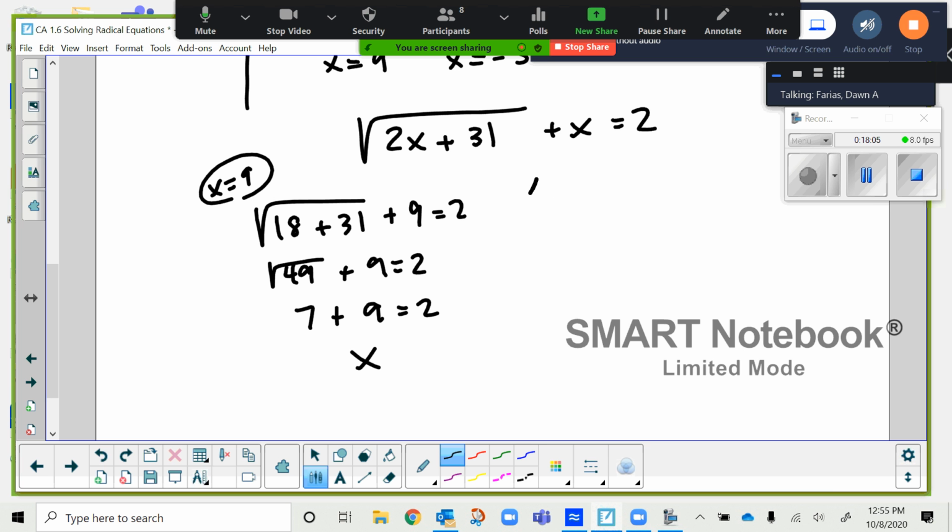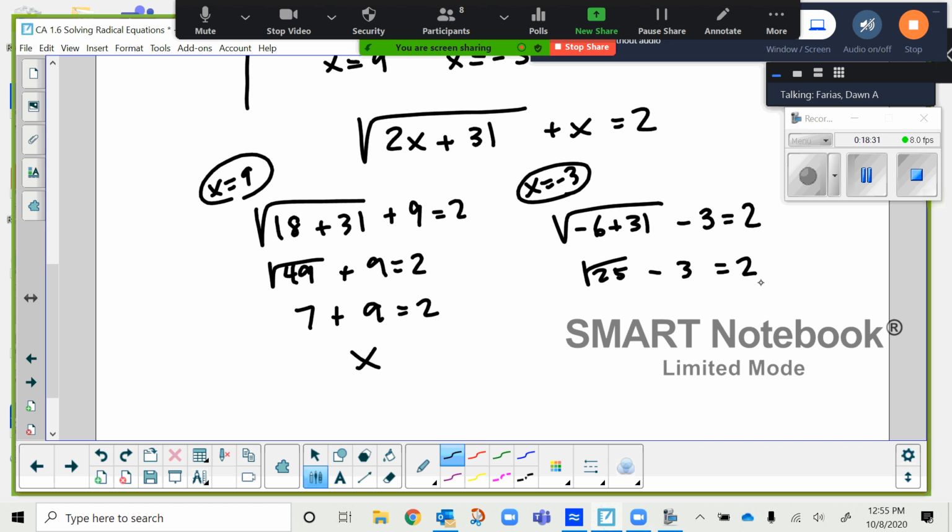And then we need to check x equals negative 3. So in the radical, when I plug in negative 3 for the x, I get 2 times negative 3, which is negative 6, and then minus 3 equals 2. And that gives me radical 25 minus 3 equals 2. And square root of 25 is 5. And it's true that 5 minus 3 equals 2. So that solution works. So our final answer is x equals negative 3, x equals 9 is extraneous.